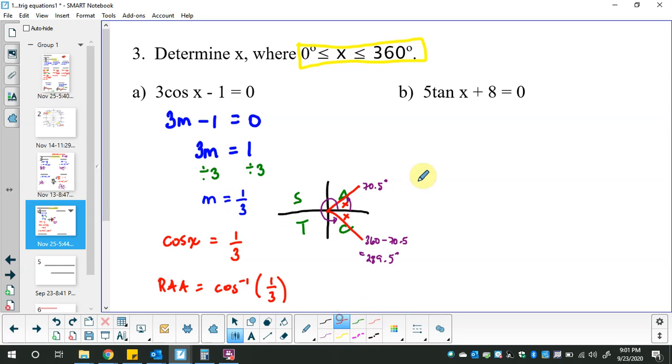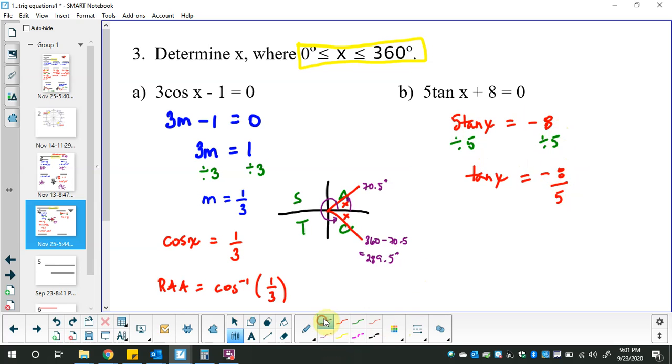So what I mean by that is some of you can take the 8 to the other side of the equal sign, knowing that to isolate tan x like we isolated cos x, it means doing that first of all. And then divide by 5, and we get tan x is equal to negative 8 over 5.